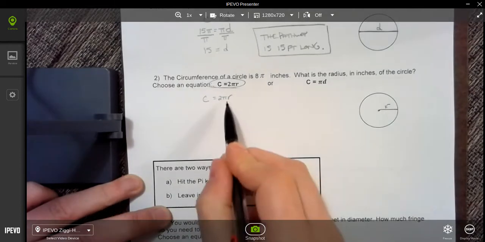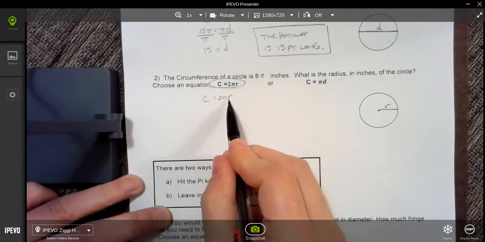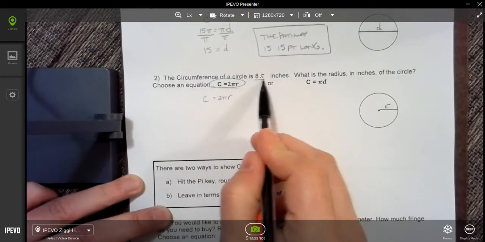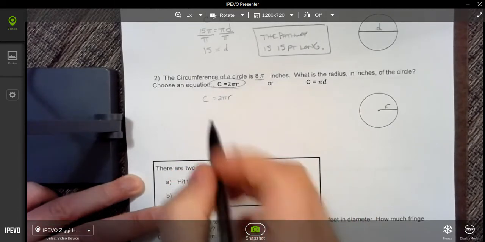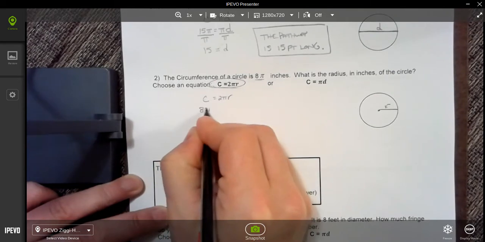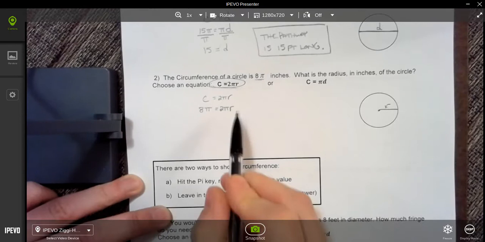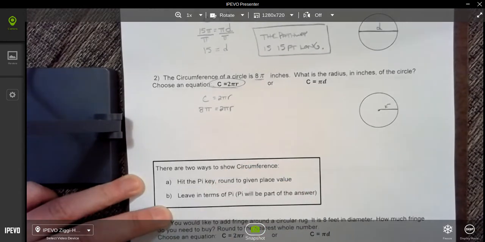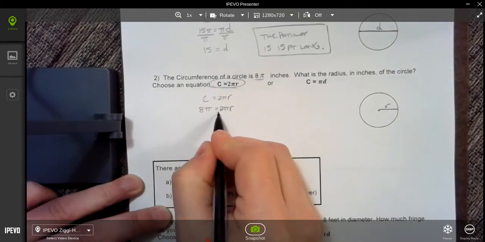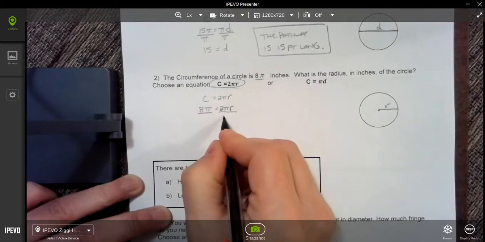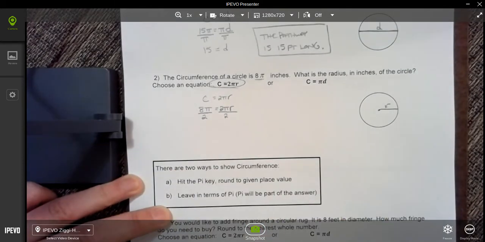And again, we're trying to figure out what the value of r, the radius, is. To help us, they told us that the circumference was 8 pi inches. So I'm going to replace circumference with 8 pi, and that's equal again to 2 pi r. We've got to get r all by itself. The first thing that we could do here, we could take both sides of the equation and divide by the 2. Let's divide each side by 2.